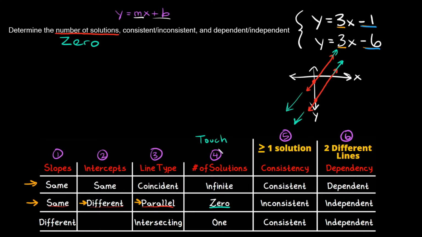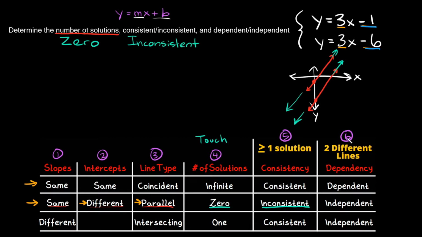Now let's go to number 5 here, the consistency. If we want to figure out if this system is consistent or inconsistent, that just has to do with how many solutions it has. If it has one solution or more, then it is consistent. But if it has 0 solutions, then it is inconsistent. So that's why this system right here is inconsistent.